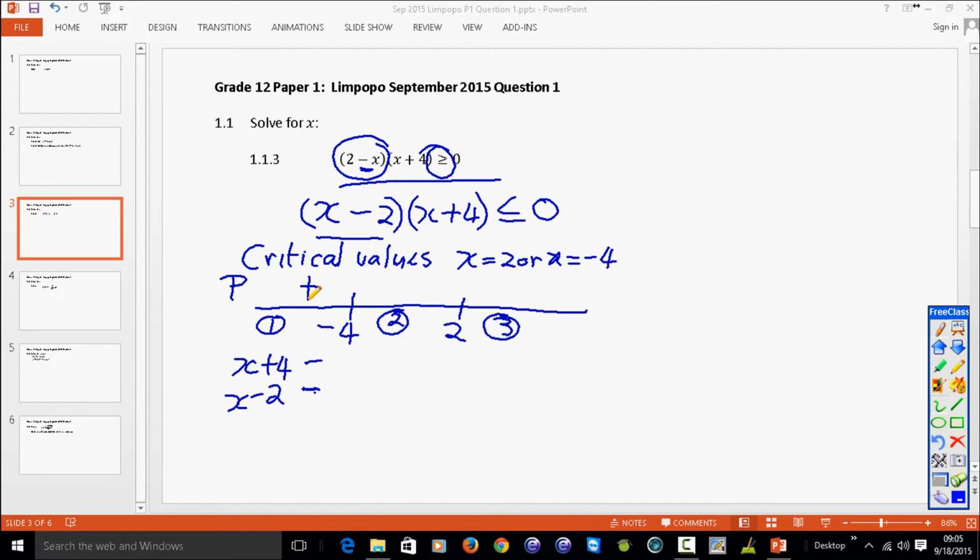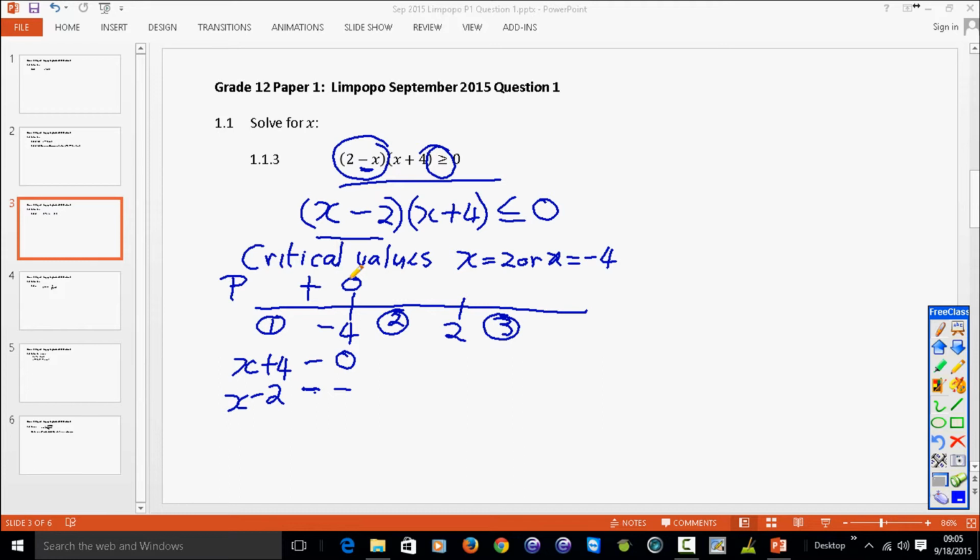When we replace by the critical value, this factor becomes 0. And this factor will still be negative. So 0 times any number is 0. So the product is 0 at that point.